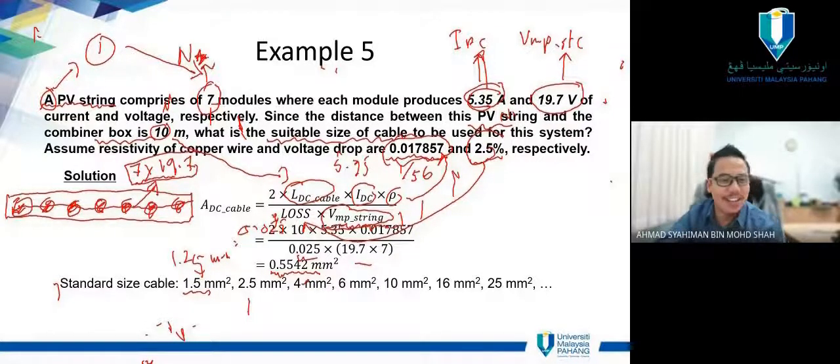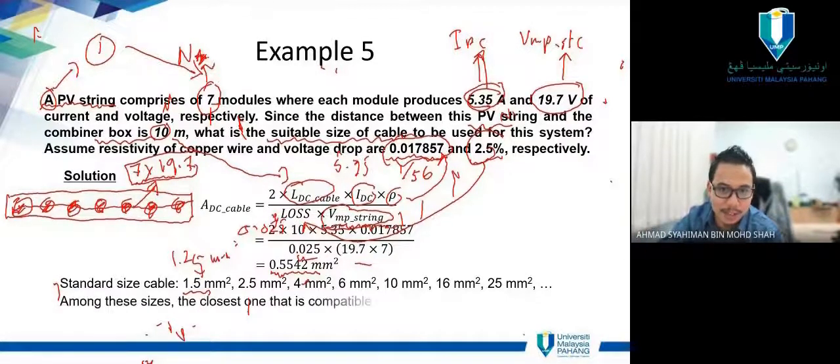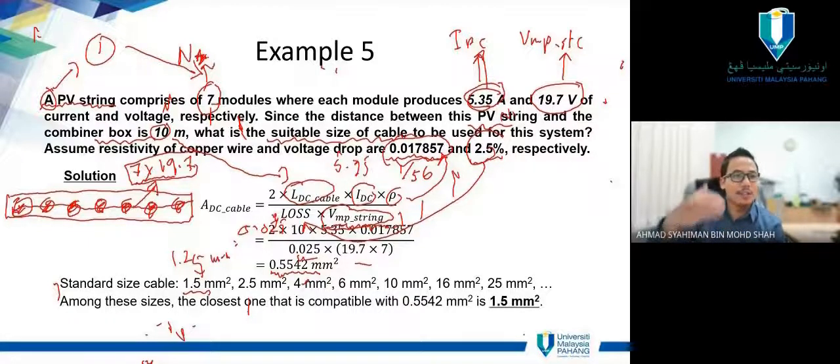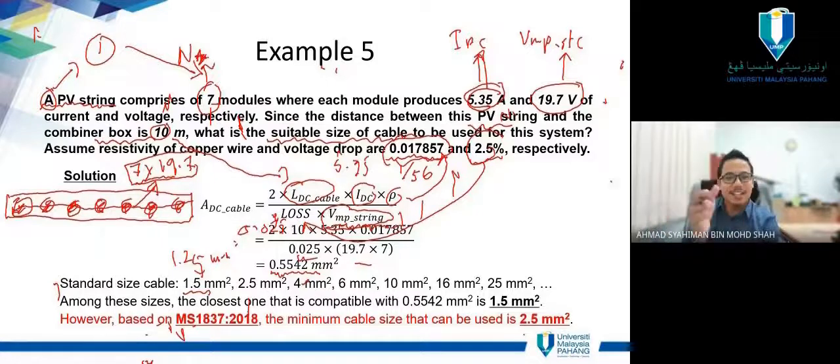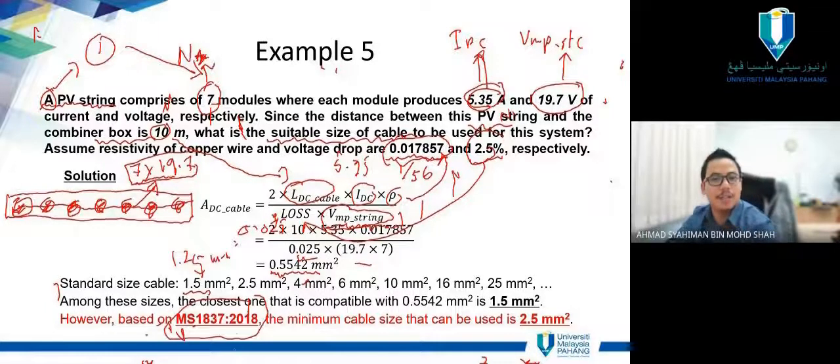Okay. The correct answer is, among the size, the closest one that is compatible with 0.5542 mm² is 1.5 mm². So ramai lah yang betul, lima orang kan. However, dia comply, dia terikat dekat sini. Based on MS National Standard 1837-2018, minimum cable size that can be used is 2.5. Dua orang betul kat sini.